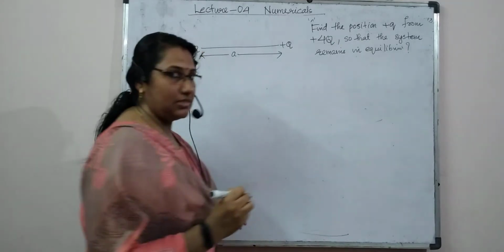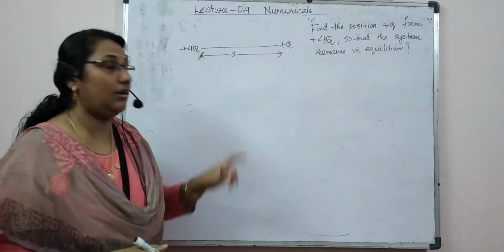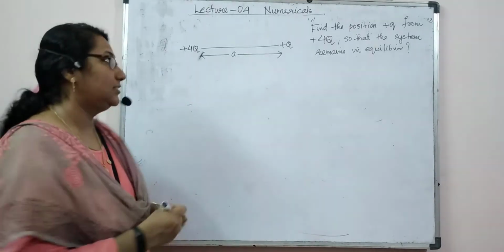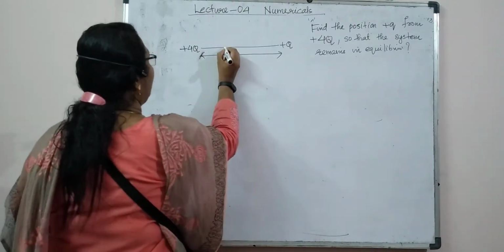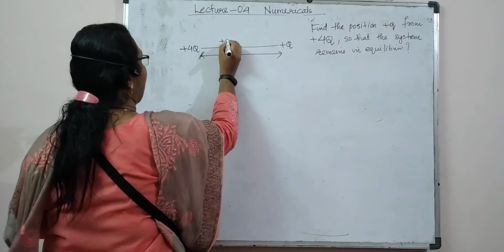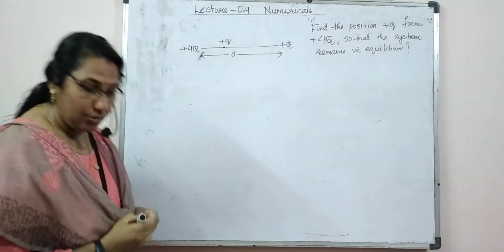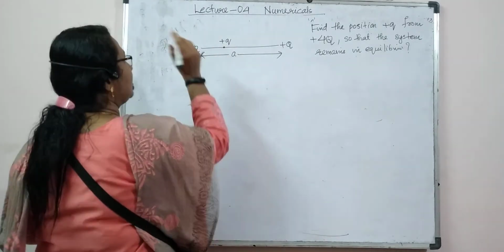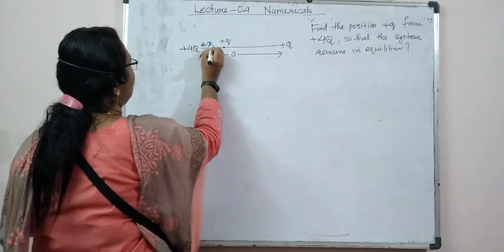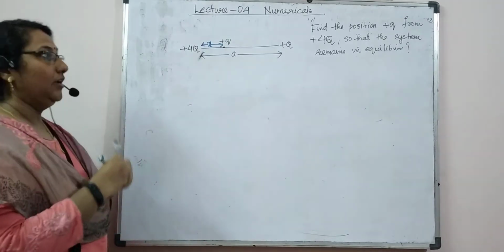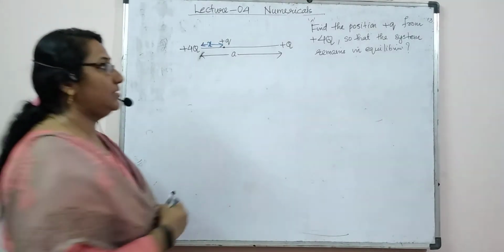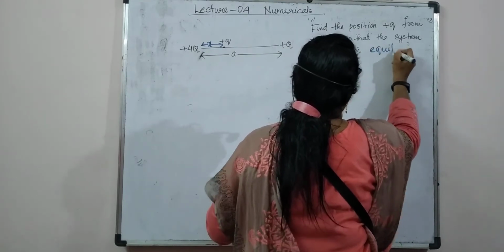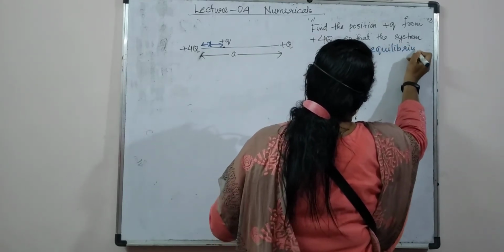Okay, so what is the question? What is the position of plus q from plus 4q, suppose we are putting this plus q here. You have to find the position of plus q from plus 4q. Suppose we are taking it to be x, so that the system remains in equilibrium.